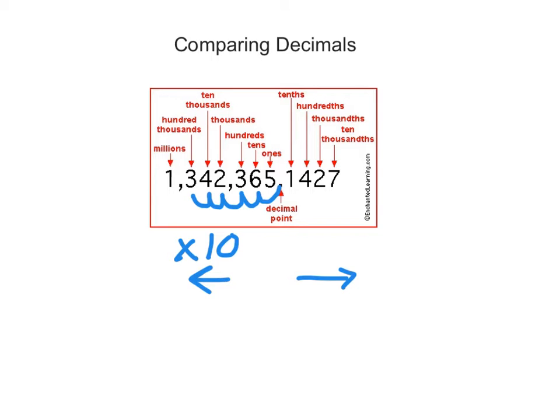So in other words, the tenths place is greater than the hundredths place because the hundredths place is 1/10 the value. And then the hundredths place is actually greater than the thousandths place because the hundredths place is 10 times greater than the thousandths. See? So that's why as we move this way, the place values are becoming less and less.